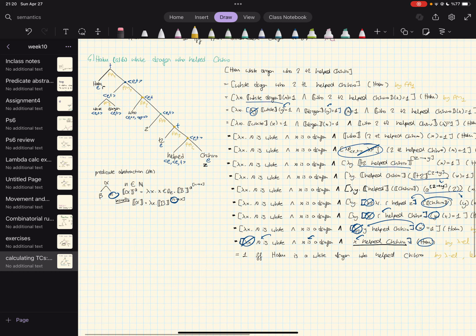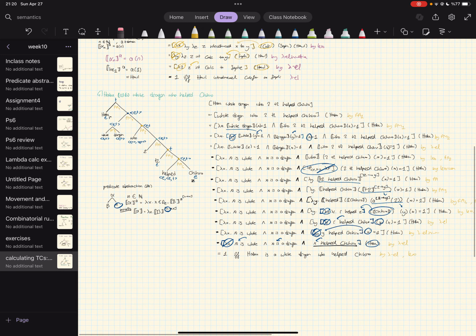So here we go. Haku is a white dragon who helped Shiro denotes, according to our logical form, 1 if and only if Haku is a white dragon who helped Shiro, and it also denotes 0 if and only if Haku is not a white dragon who helped Shiro. So this is all we had to do to get the truth conditions of the fourth sentence. Let's summarize what we did for this one.